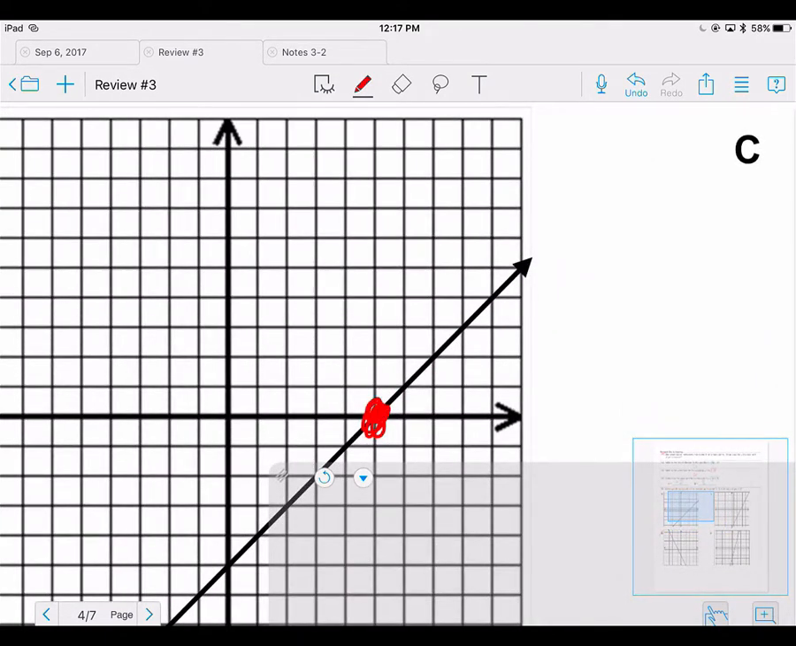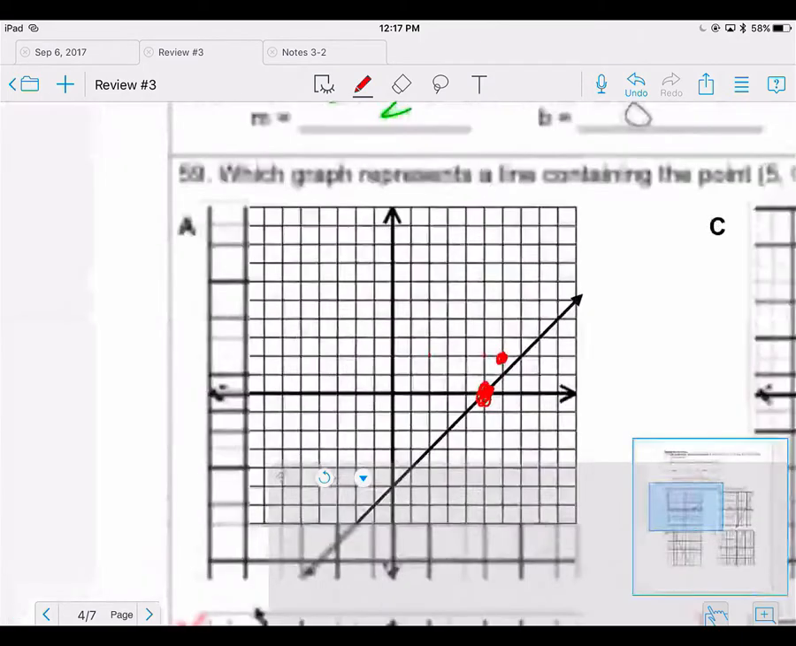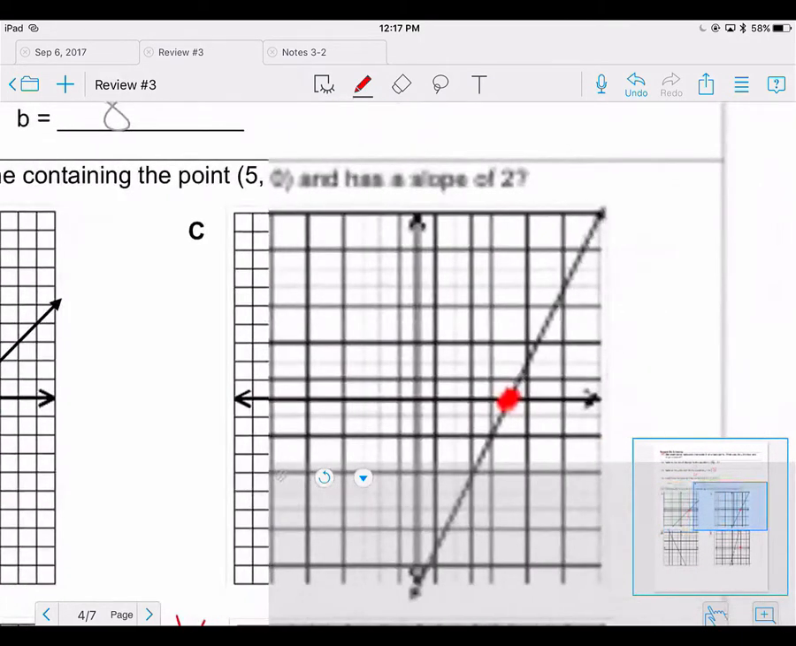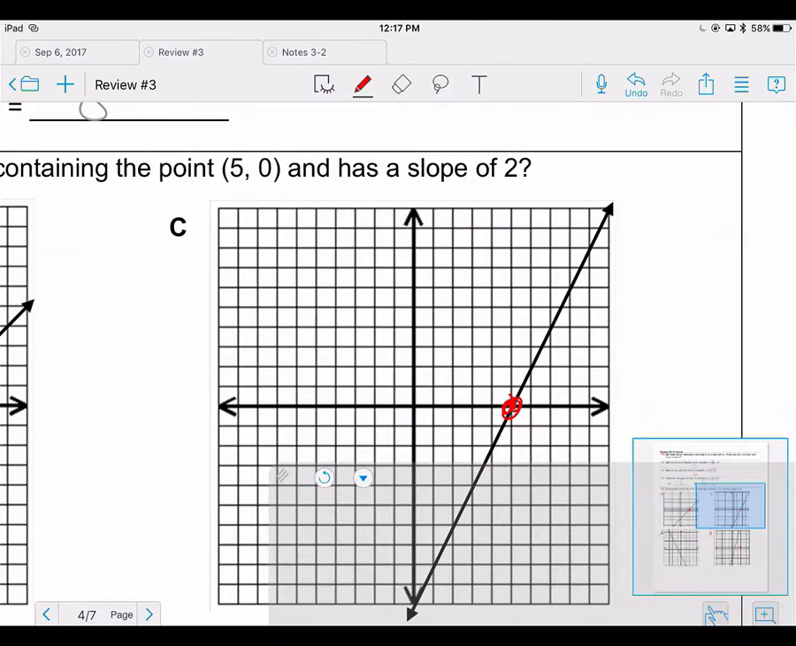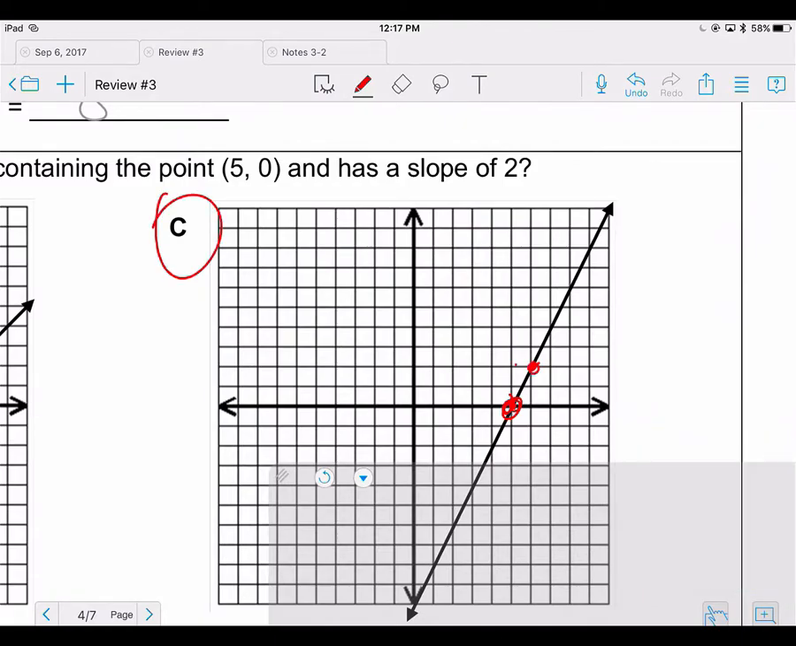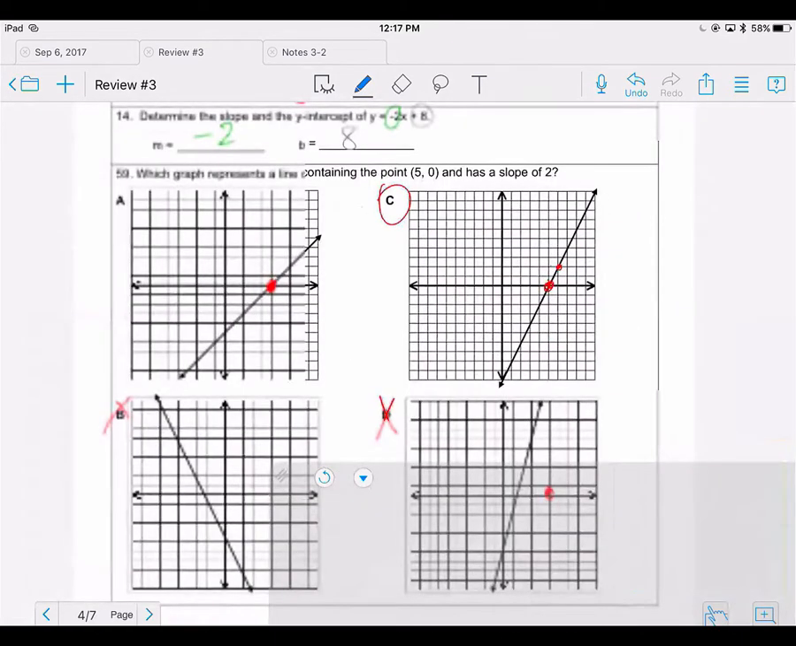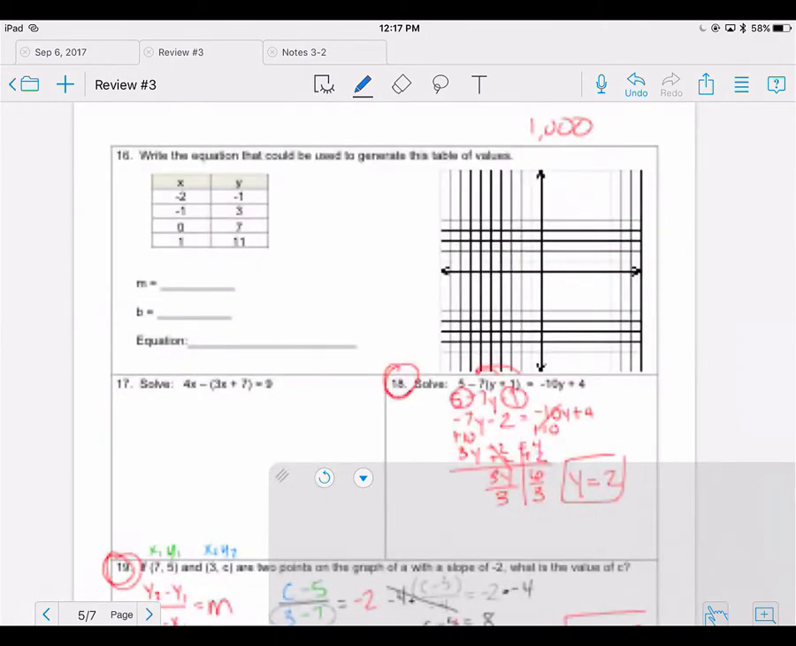So a slope of 2 would be up 2, right 1, and A is not quite there. So C, if we go up 2, right 1, that point is there. So C would be my correct answer.